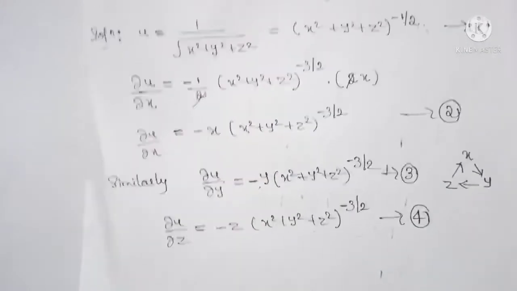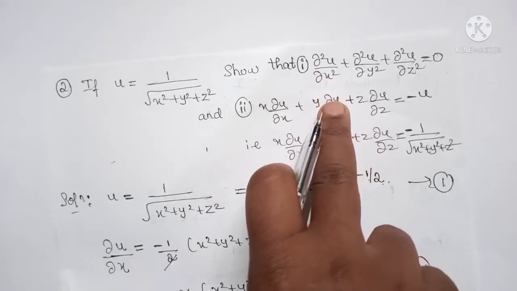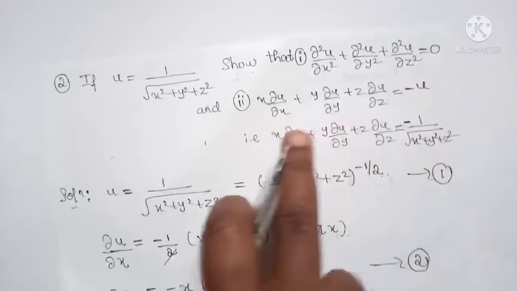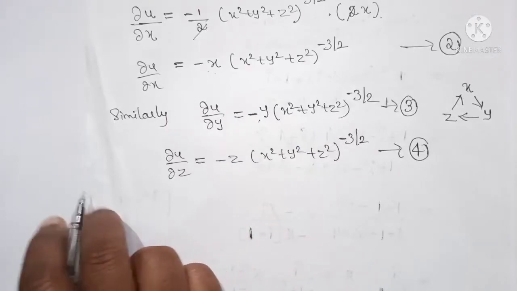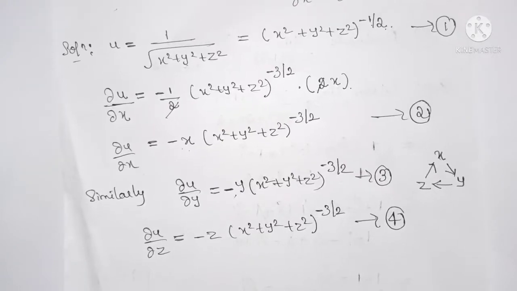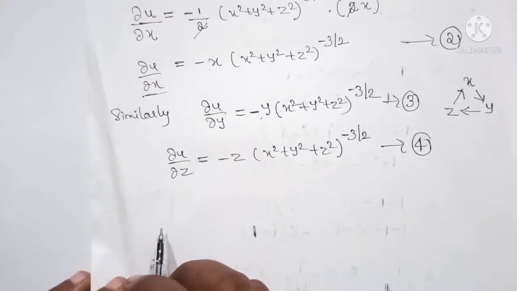In the first proof we need dou square u by dou x square, dou square u by dou y square plus dou square u by dou z square, and the second one we will prove later on. This is for the first one, and we can prove them together. Now differentiating this with respect to x.